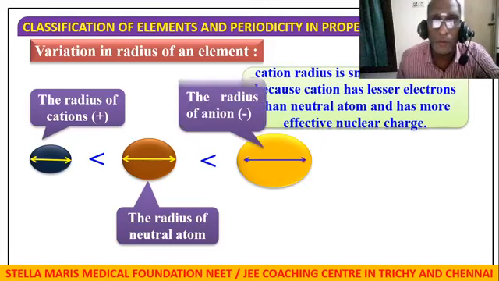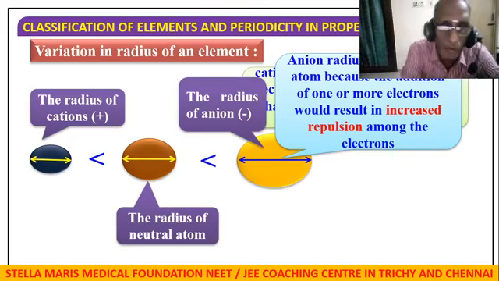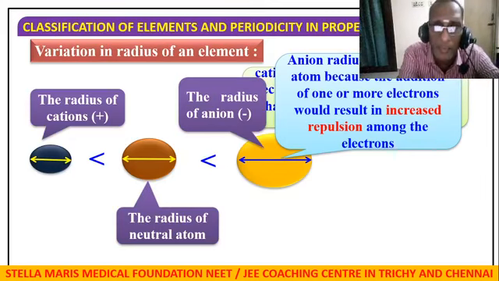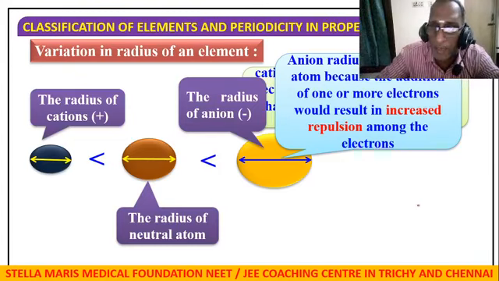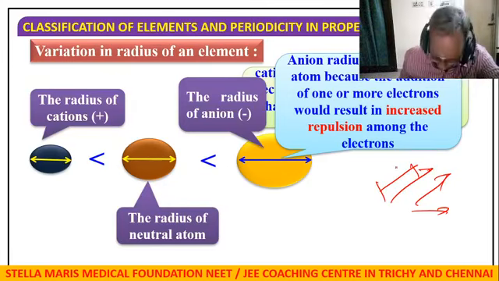Now, in this case, there are two choices. Anionic radius is bigger than the atom because addition of an electron results in increased repulsion among the electrons. All the electrons are negatively charged, so the added electron will repel the existing electrons. If they are repelling, they tend to move away from the nucleus, and size increases.